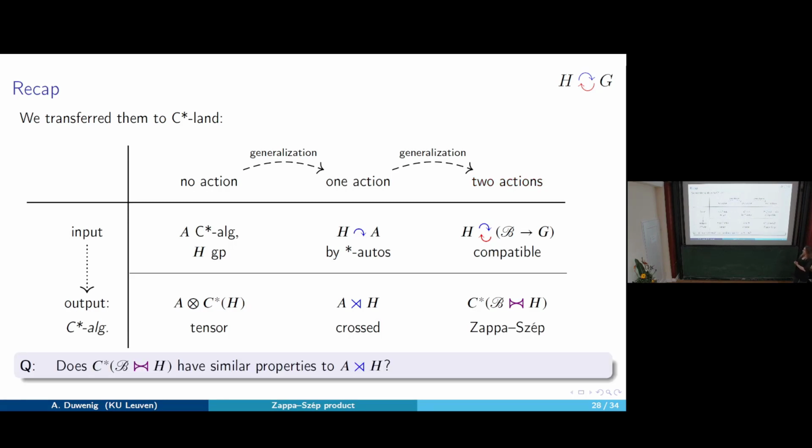And now the question remains, what sorts of properties does this thing share with this thing? So which sort of theorems that we know about the cross product can we generalize to our new Zappa-Szép?